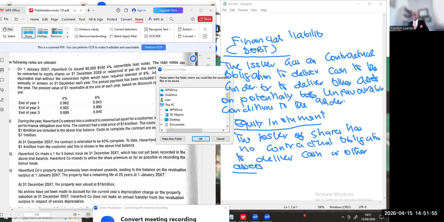I want to expand here. That's why when a company issues shares, equity shares, there is no legal obligation for it to pay dividends. Dividends are paid at the discretion of the board of directors. So that is equity. Now we go to the financial asset.